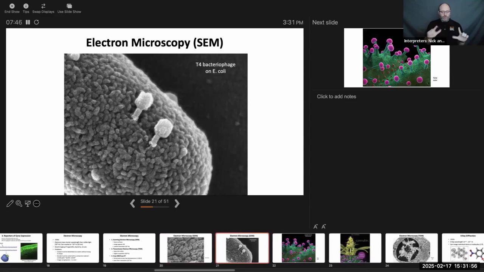Here's one that's very high resolution. It's still scanning electron microscopy, but we're actually looking at the surface of an individual bacterium, an individual E. coli cell. That's what this gray thing is back there. And these little lighter gray things, those are bacteriophages. Those are individual viruses that are infecting this E. coli, injecting their genetic material into this E. coli cell. Yes, electron microscopy is the only way you're actually going to see viruses.